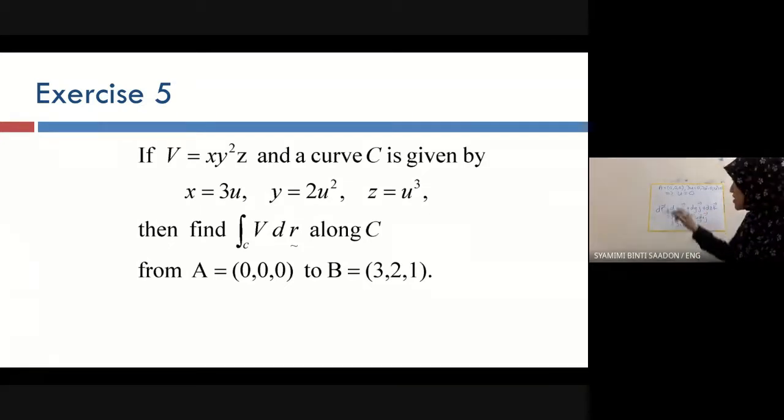If we change the values for B (3, 2, 1), using the same method, we get u equals 1. Now that we have all these functions in terms of u, we just combine them and integrate.